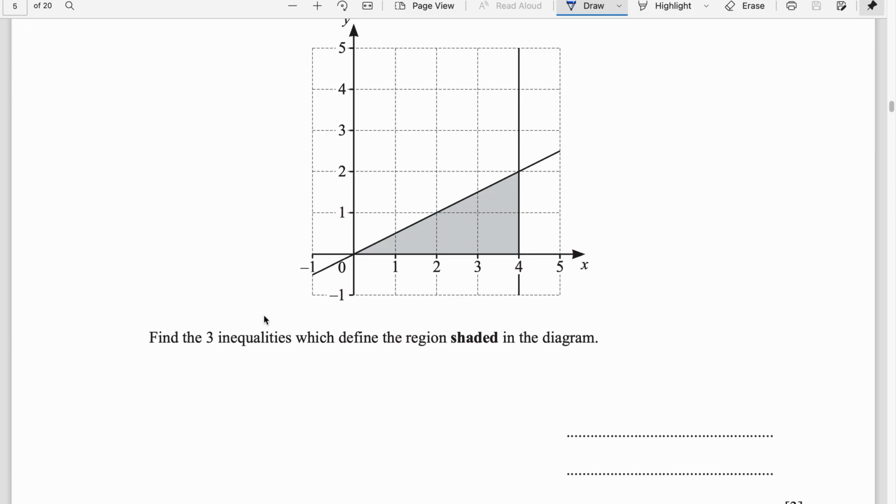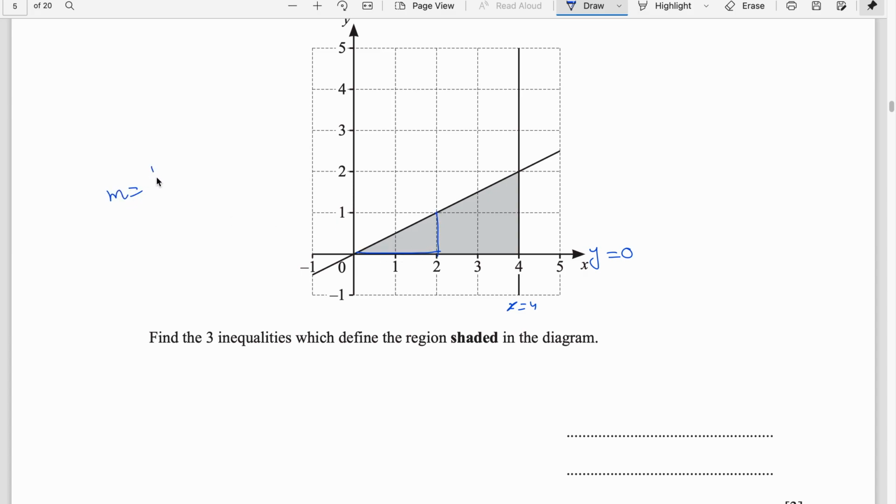3b part. Find the three inequalities which define the region shaded in the diagram. So we can clearly see three lines. One is x equals 4. The other one is y equals 0. The third one is to be found. We can see rise over run. This is a rise of 1 with 2 units.